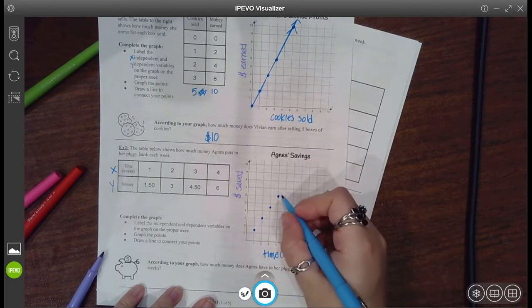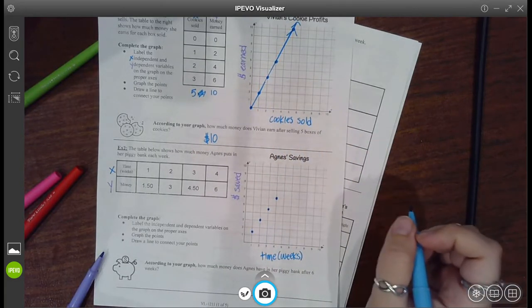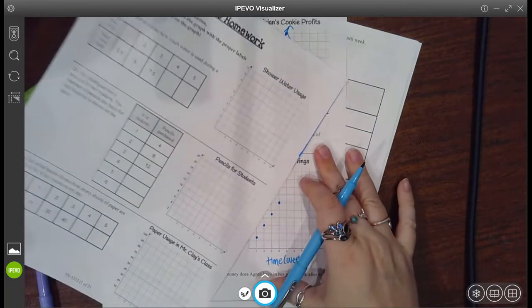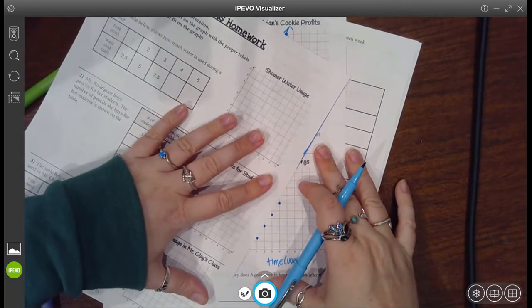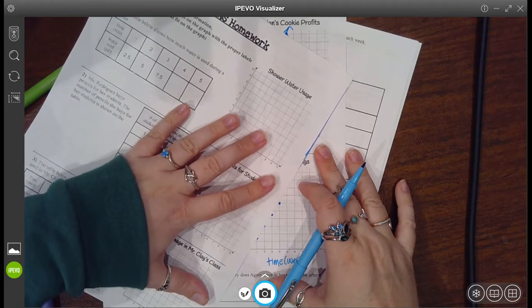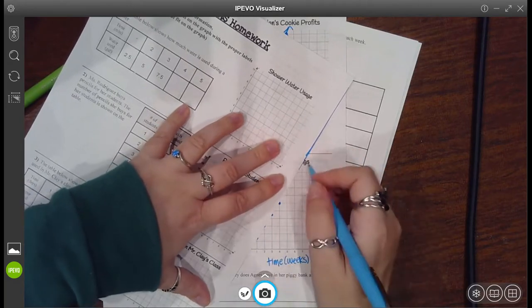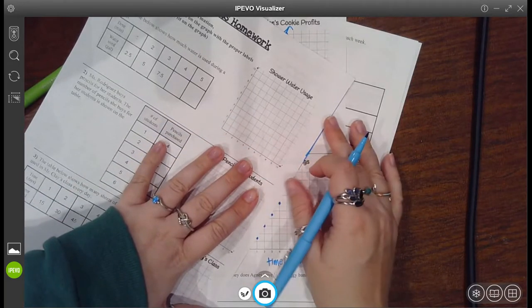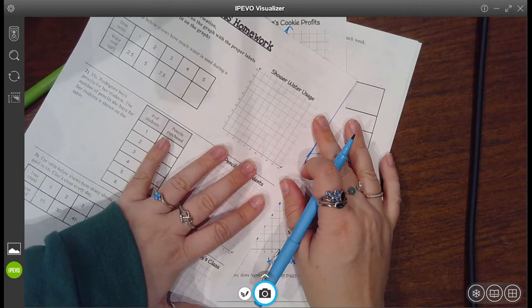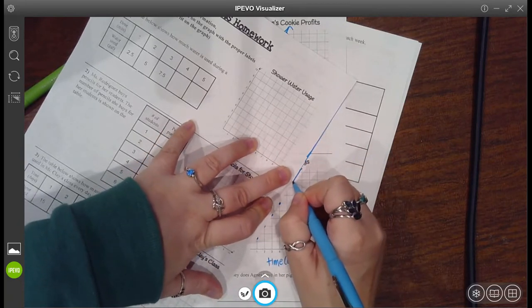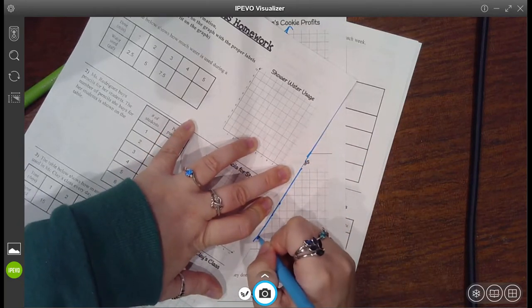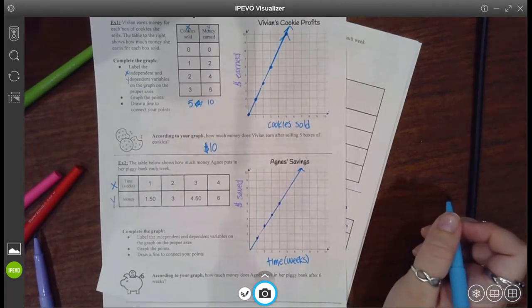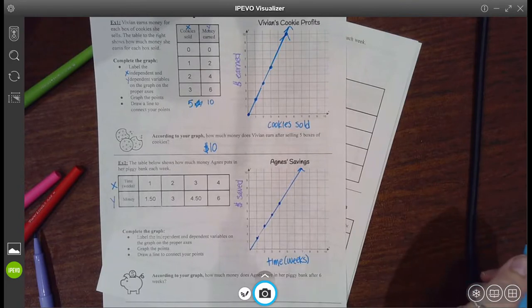Okay, now we want to draw a line to connect these, but as we learned from that previous problem, we want to extend our line as far as we can in case they ask us a future question, right? So let's make sure that that line is really straight. Okay, and let's see here. Want it to go through exactly those points. Oops. And there we go. Now I have a perfectly straight line.